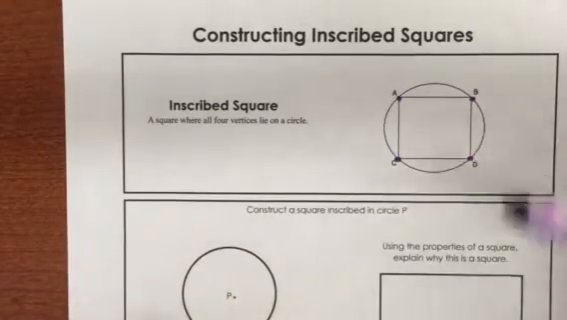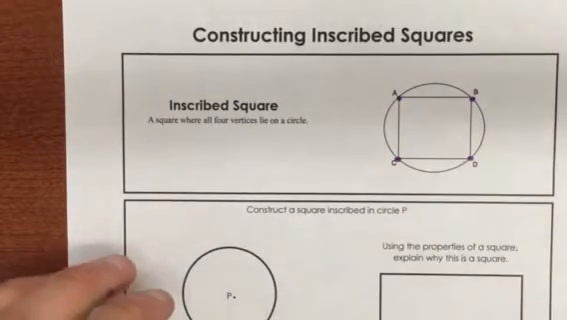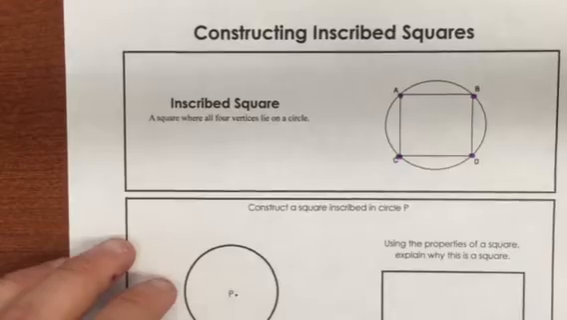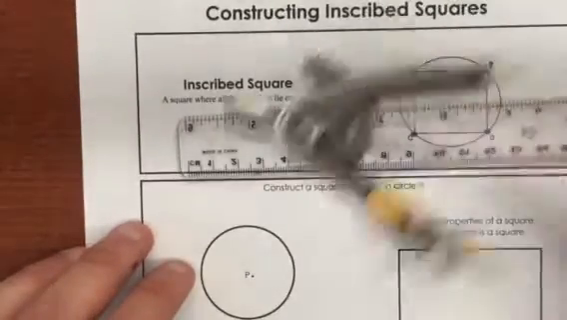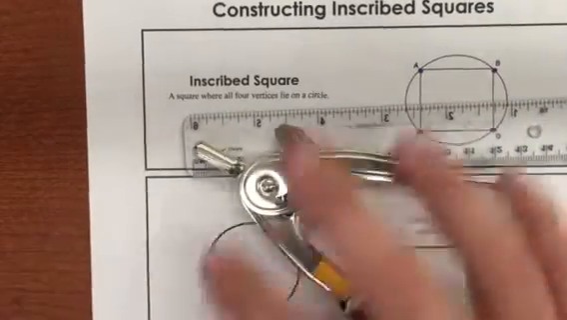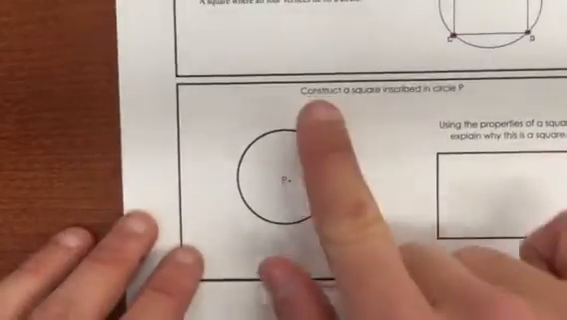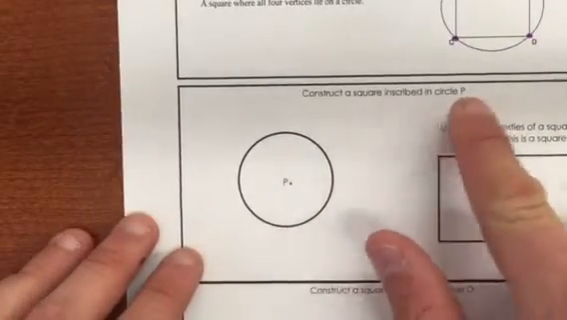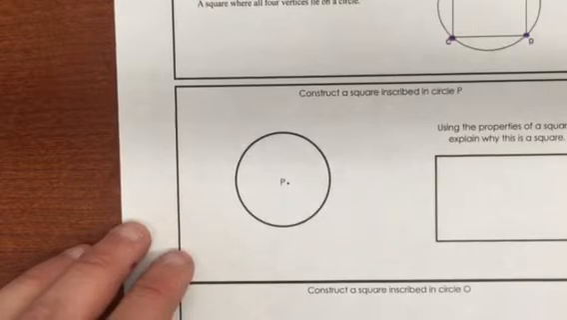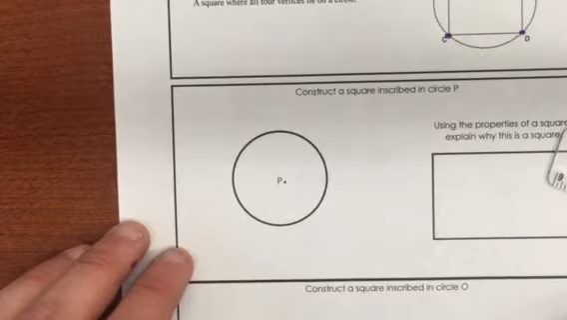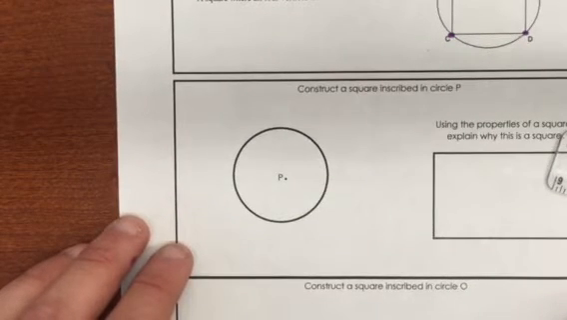And that's it. So we're going to learn how to construct that, and we're going to use the skills that we learned in our last lesson. So make sure you got a ruler and a compass because it's about to go down. So for our first one, we're going to construct a square inscribed in circle P. I think we can do that. Once again, just 3 simple steps.